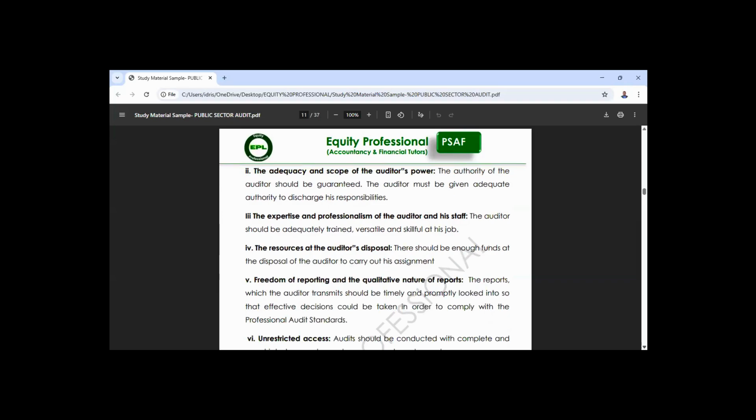Another one is the expertise and professionalism of the auditor. The level of training, knowledge, and professionalism of the auditor also will determine whether we are going to have an effective audit or not.